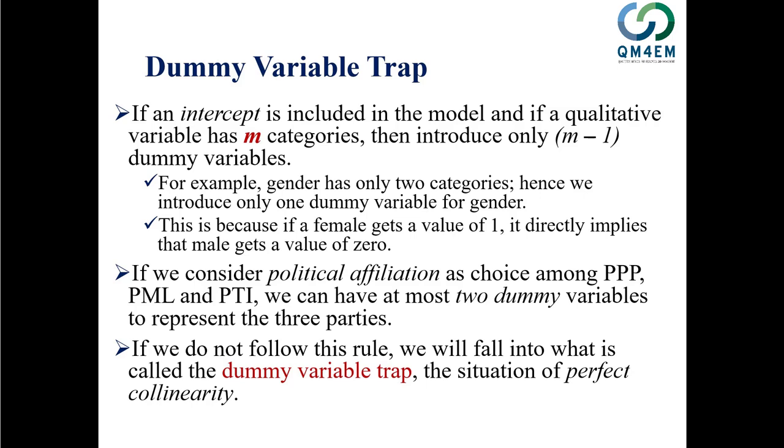As I said, gender has only two categories, so we introduce only one dummy variable for gender. Either male or female, you can use 0 or 1 for male and female, or female and male. It depends on you how you put it. Yes, question there.